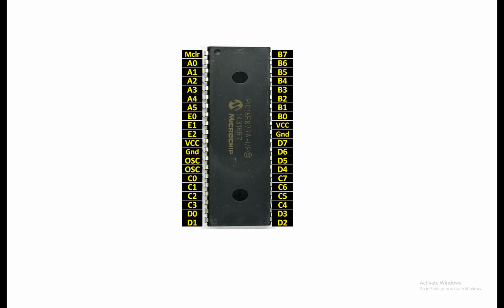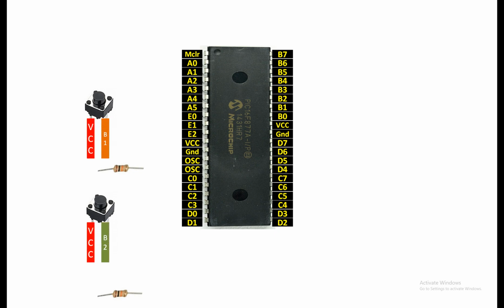So let's get started. So guys, this is our PIC16F877A microcontroller. So let's connect our buttons and LEDs. Let me show you how you can connect them. These are the two push buttons we are going to use here. And guys, for each push button, we will need a 10 kilo ohm resistor to connect it with the PIC. Now you can name the pins of each push button as VCC and B1 for the top, and VCC and B2 for the bottom button.